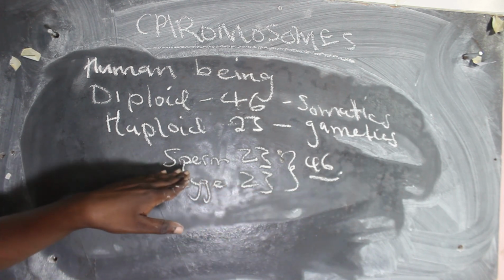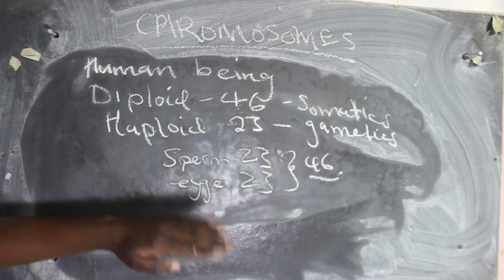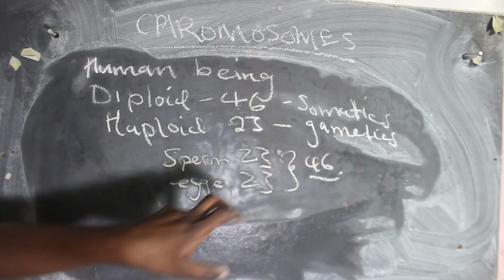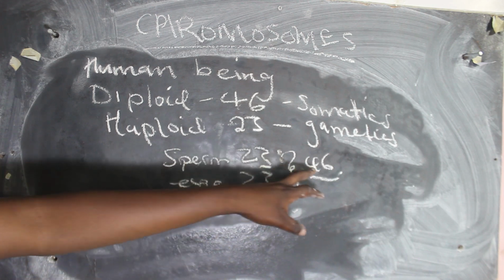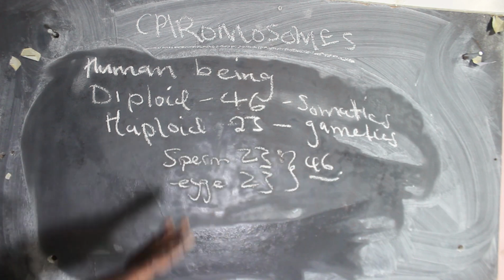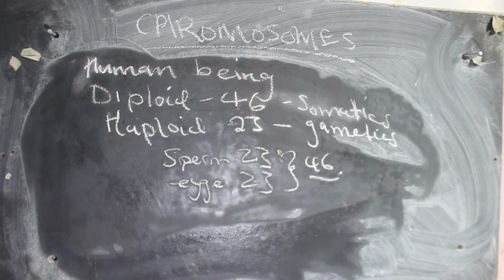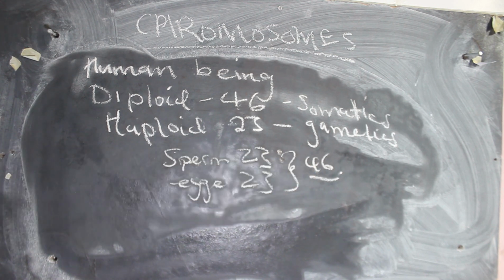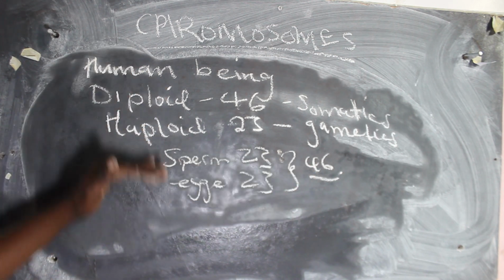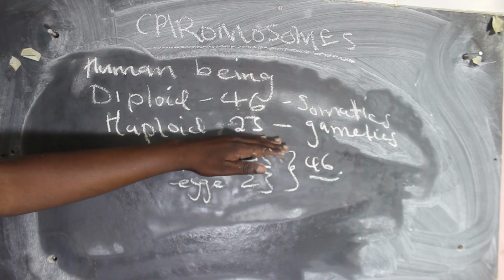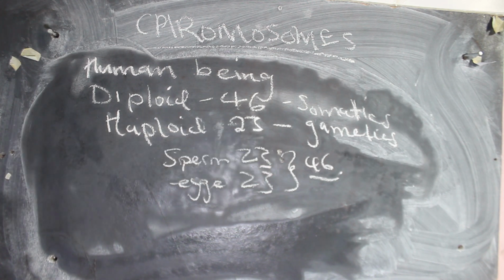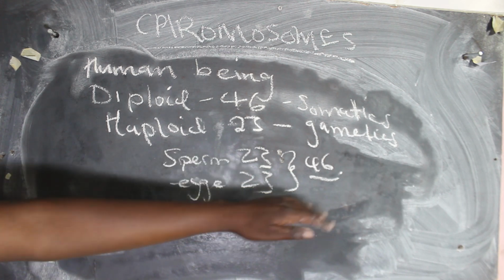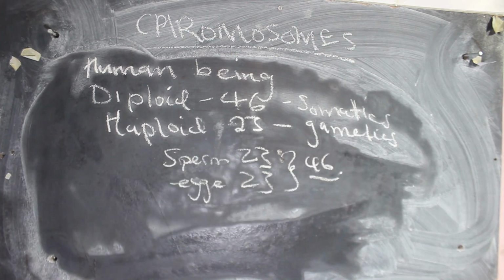But when it comes to the gametes, these are sex cells. Each sex cell has a haploid number. You should know that in any organism, the gamete cells have half of their diploid number. In human beings, since our diploid is 46, our haploid is 23. So the sperm 23, the egg 23, which gives you the diploid 46.